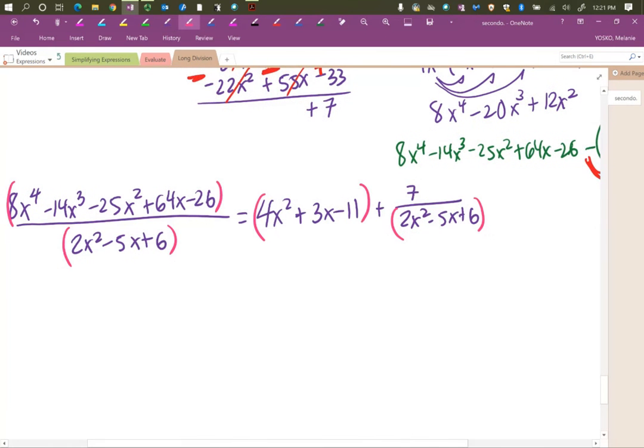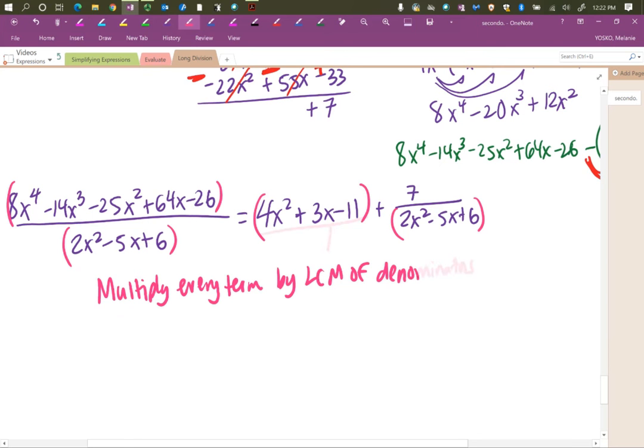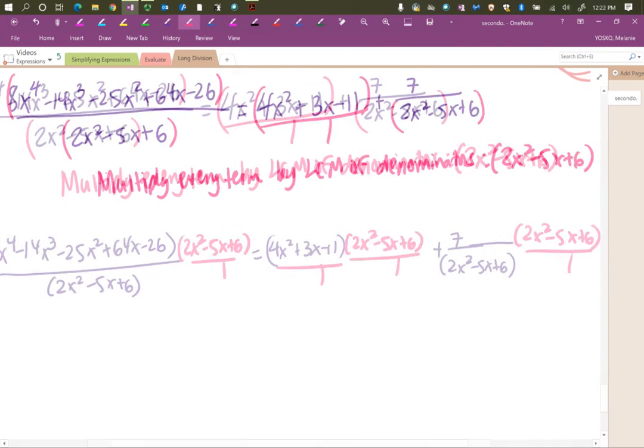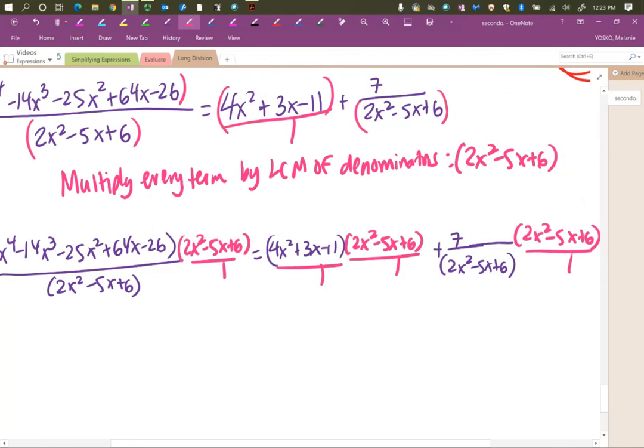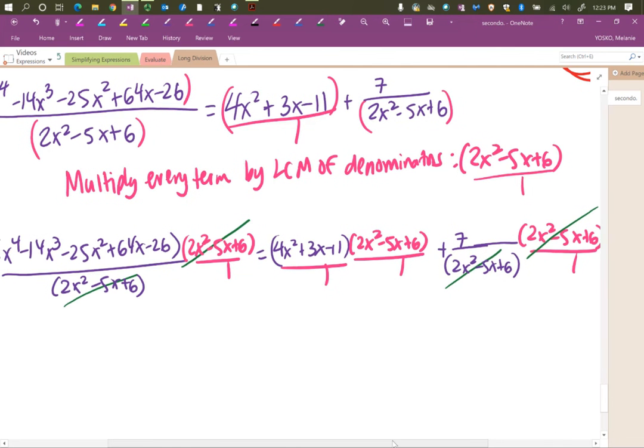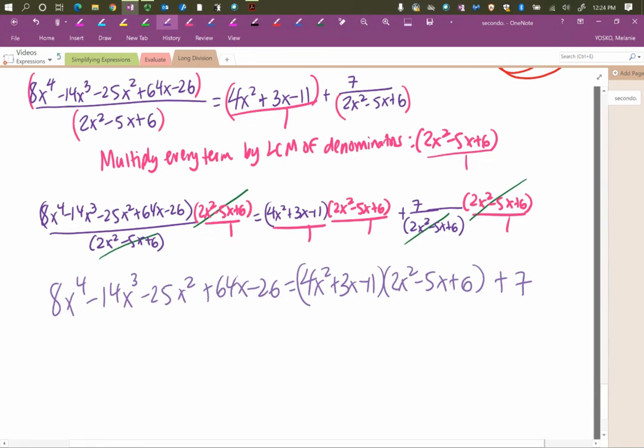But if I want to write this as an equation without any fractions, I can multiply through by the least common multiple of the denominators, which in this case is 2x squared minus 5x plus 6. So I'm going to show you that. Okay, so now all I've done is multiplied every single term by 2x squared minus 5x plus 6 over 1. When we do that, things cancel. Right, this denominator is the same as this numerator, gone. This denominator cancels with this numerator. So then we can rewrite an equation. We end up with that.